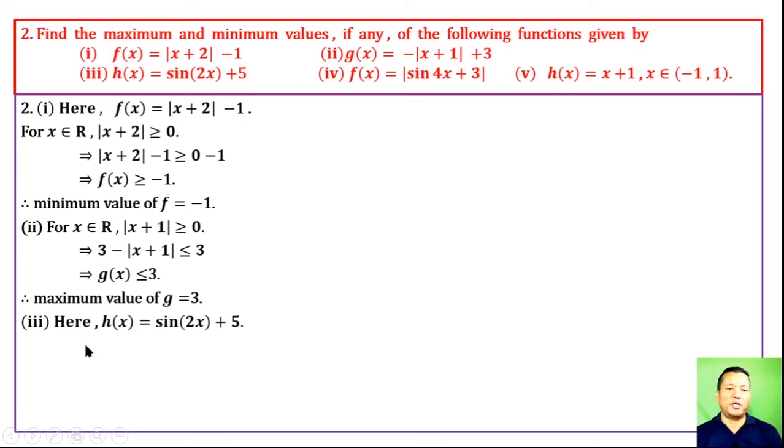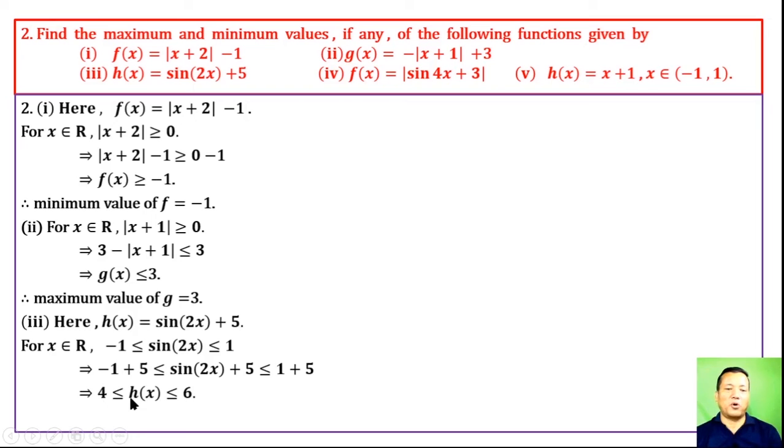For Roman number 3, f of x is sine of twice x plus 5. For x belongs to R, sine of twice x is lying between minus 1 and 1, including the two numbers. Adding 5 in its members, we get this, which implies 4 is less than or equal to f of x, which is less than or equal to 6. Therefore, minimum value of f is 4 and maximum value of f is 6.